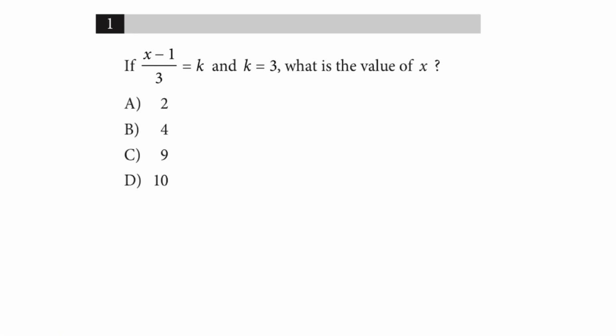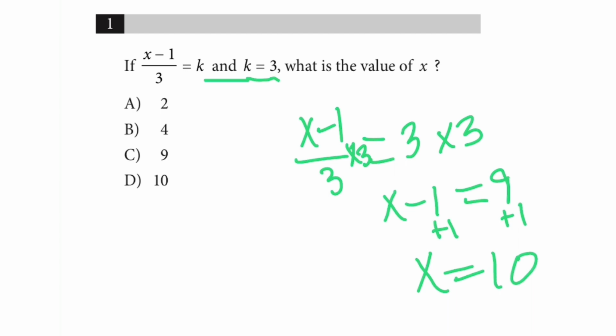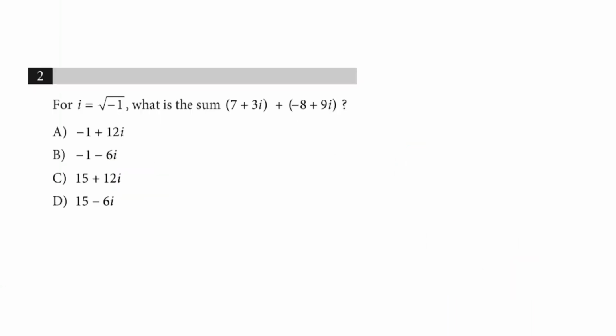This question is pretty straightforward. You just have to plug in this k here, and you'll get that x minus 1 over 3 is equal to 3. Multiply both sides by 3. You'll get that x minus 1 is equal to 9. Add 1 to both sides, and you'll get that x is equal to 10. And that's just D.